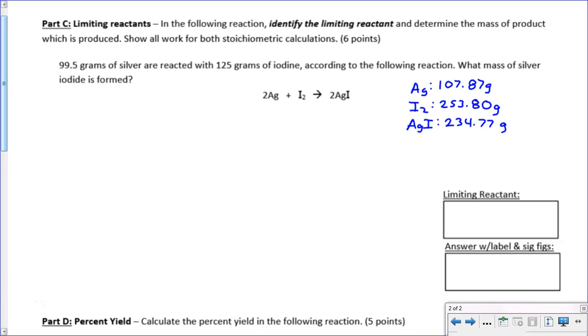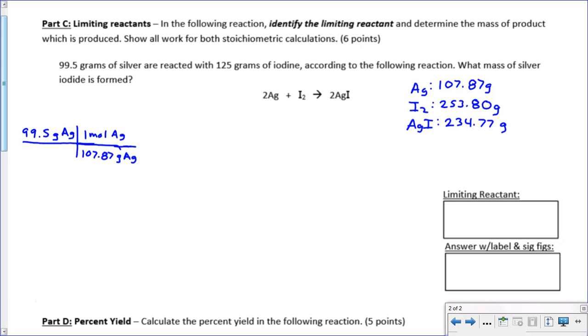Okay, so as I said, now we're going to do two stoichiometry problems. One starting with the grams of silver, one starting with the grams of iodine. We're going to see which one produces less of our product, and that's going to be the one that we go with. So starting off here, 99.5 grams of silver. In the first step, we need to go from grams of silver to moles. So looking at the molar mass, it's 107.87 grams of silver in 1 mole of silver.